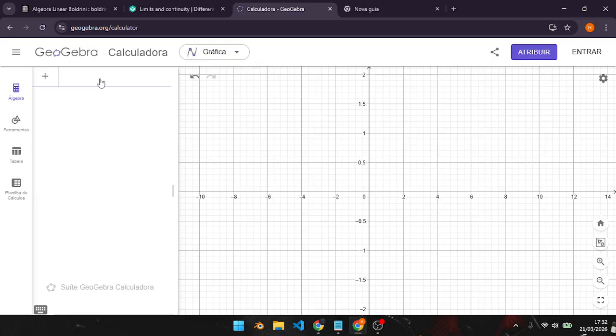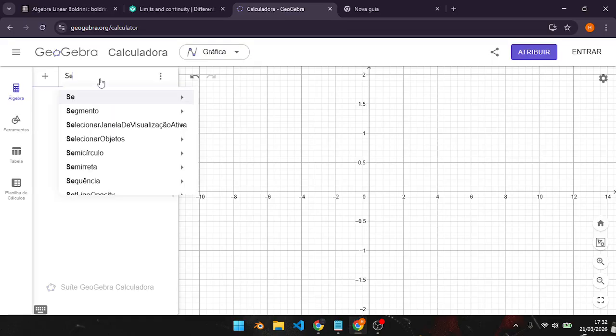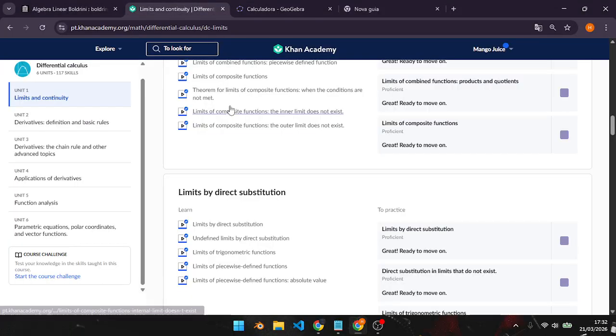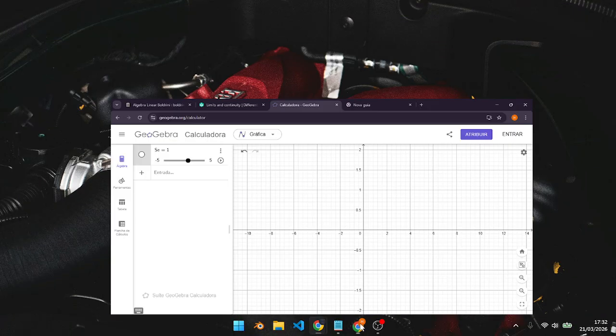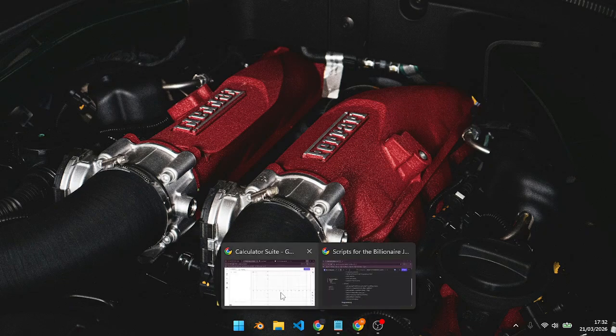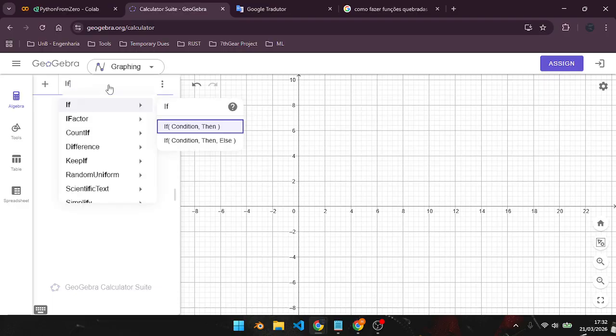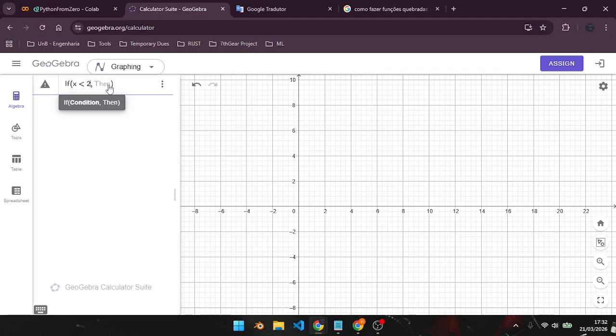Piecewise defined function. Let me go to the other place here, because this is in English. So if x is below 2, return x squared. And so you can see that it breaks when x is equal to 2 and on.